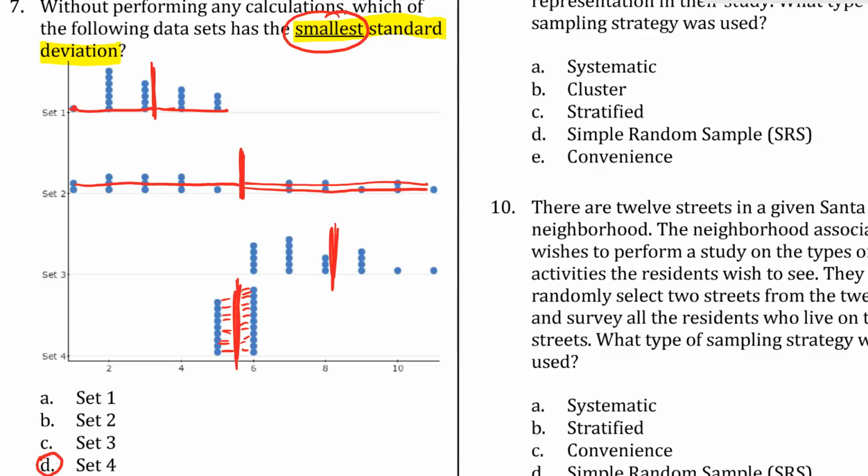Now, if this had asked which one's the largest, then clearly set 2 would be the largest, because this one on average is farthest spread out away from the mean.